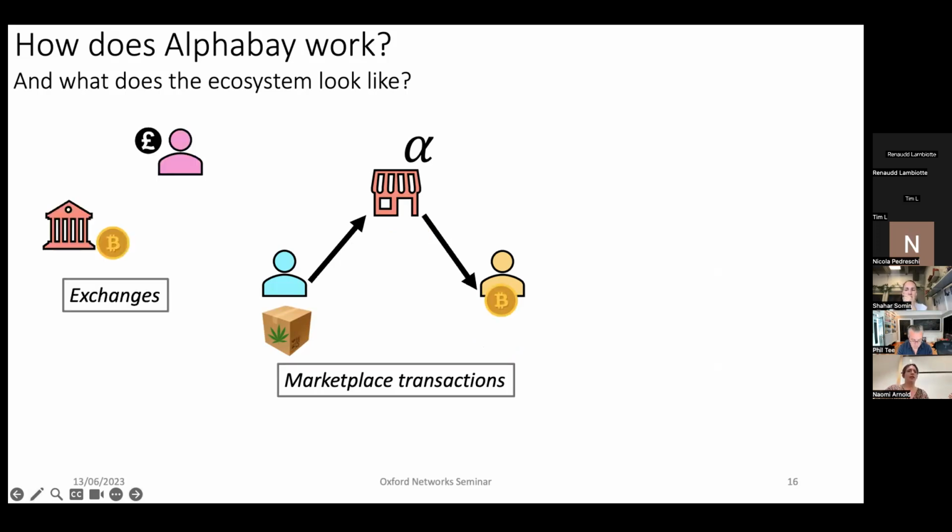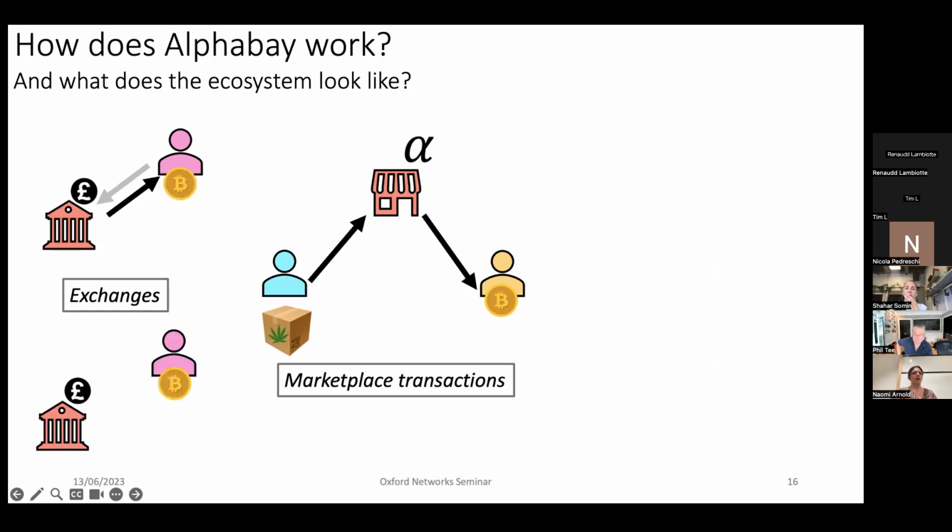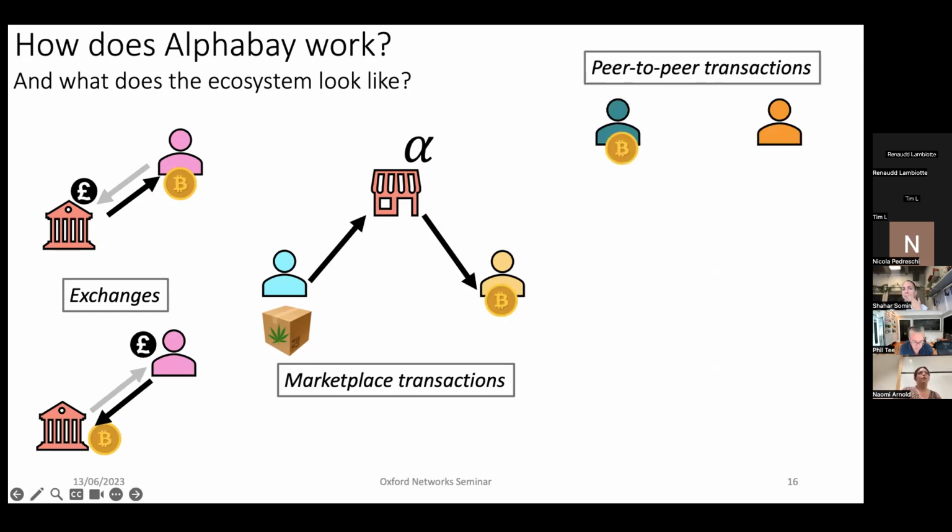Some other interesting things you have in the wider Bitcoin ecosystem are exchanges, where people pay real world money as an on-ramp to get Bitcoins, and the same with an off-ramp: if you've made some money and you want to cash out for fiat currency, you can do that through exchanges. There are also peer-to-peer transactions.